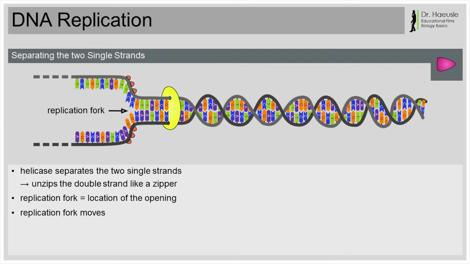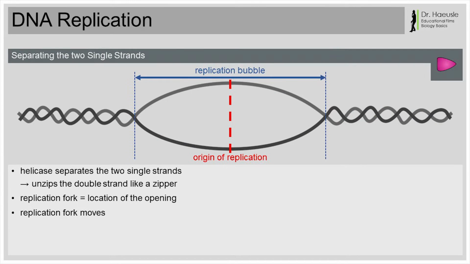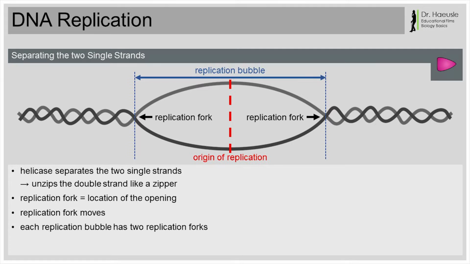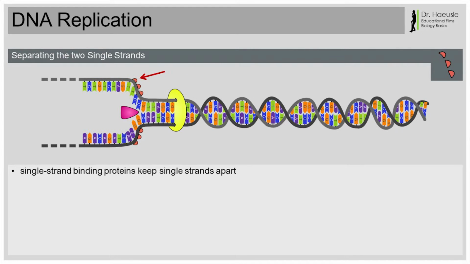The following has to be considered. Each replication bubble contains two replication forks. These two forks move in opposite directions. You said that the helicase splits the double strand of DNA into two single strands. But why do these single strands not connect again immediately? How are they held apart? Certain proteins are needed to keep the single strands apart. These proteins are called single-strand binding proteins.